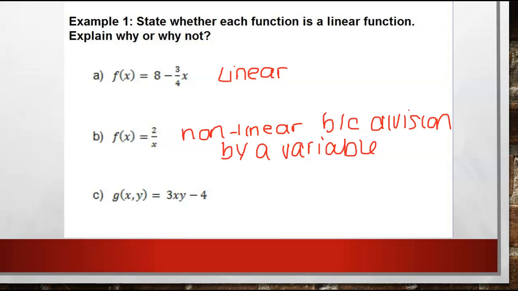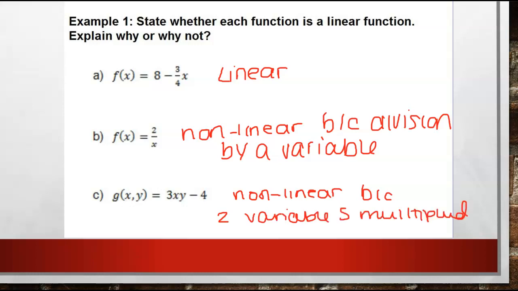Example C, 3xy minus 4. This is also non-linear because I have two variables multiplied together. So I can have division by a number, but not by a variable. I can have multiplication, but not of two variables.